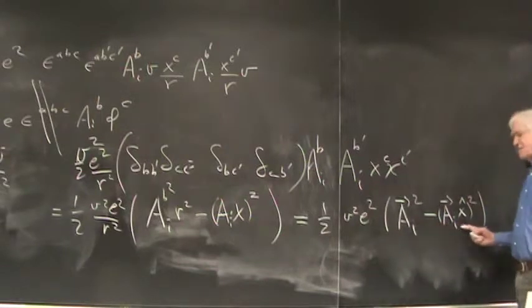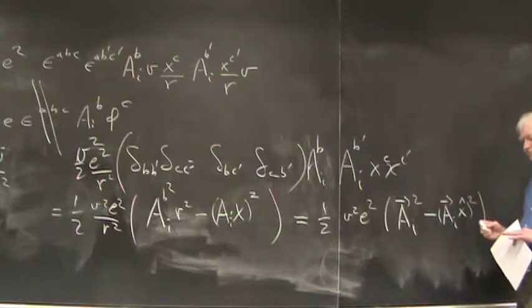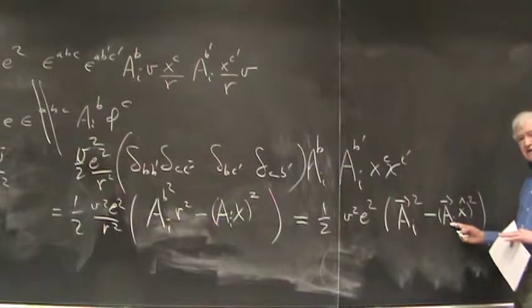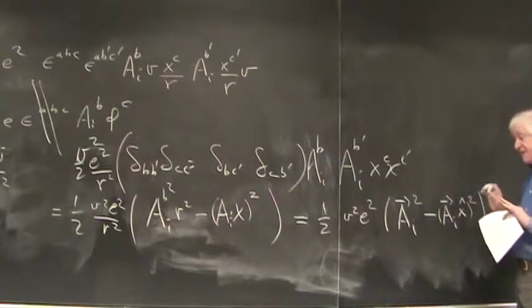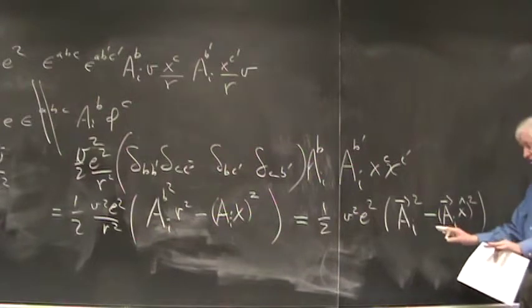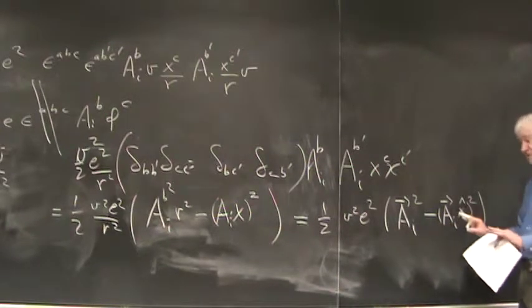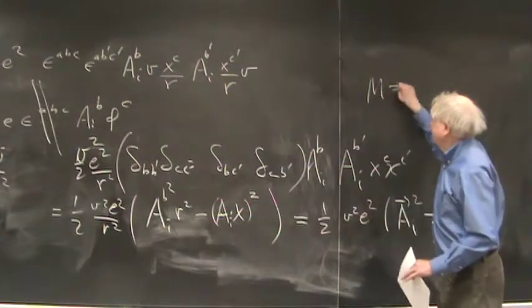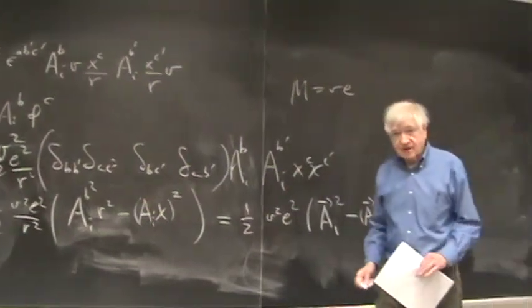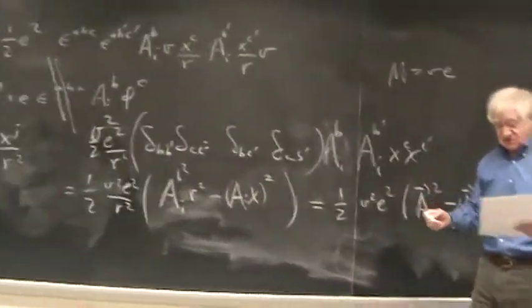So this is saying basically that the gauge field in the X hat direction is massless. But the other two, the gauge fields transverse to X, get a mass, and the mass they get is V E. Okay, so this is the Higgs mechanism in this particular case.